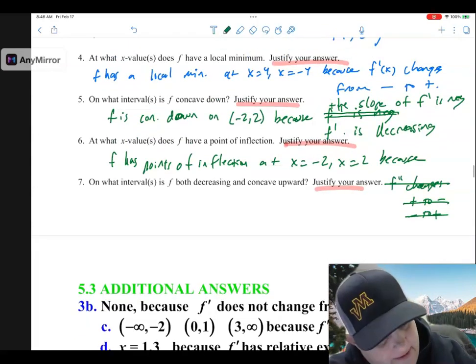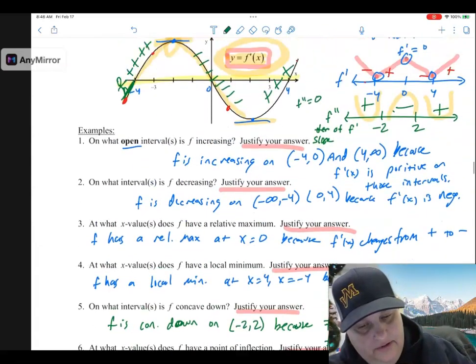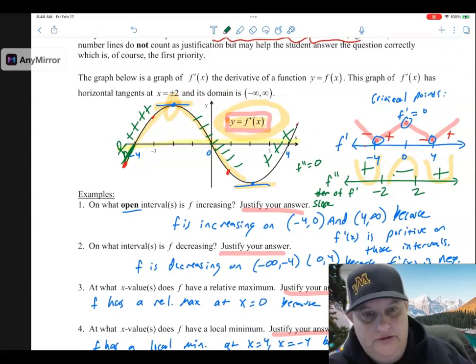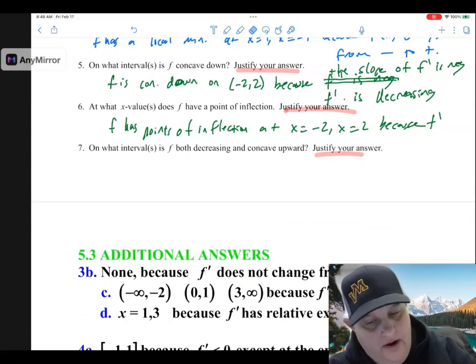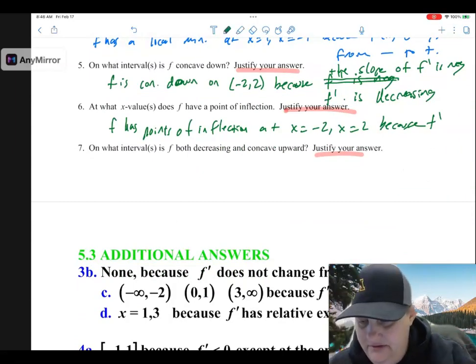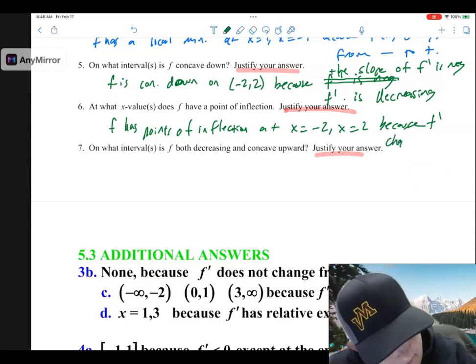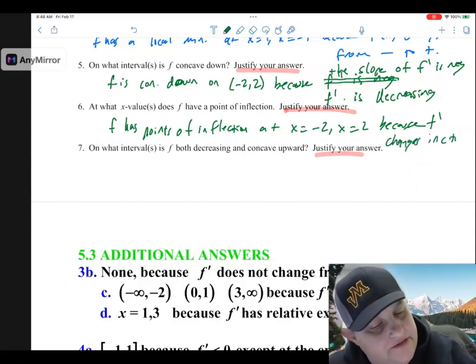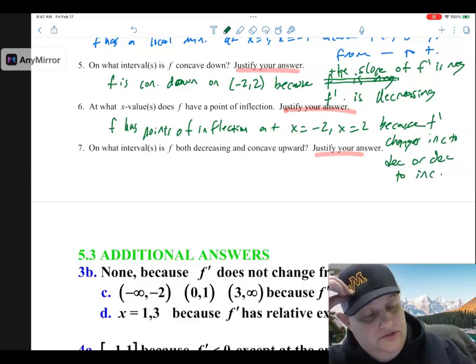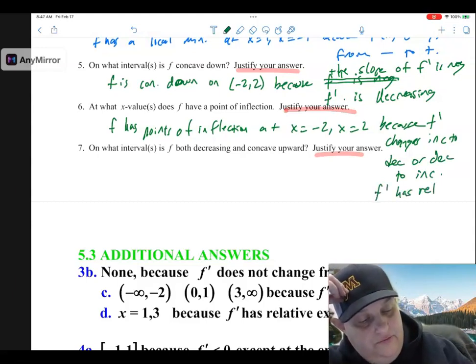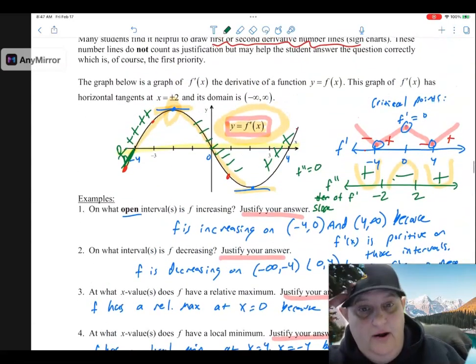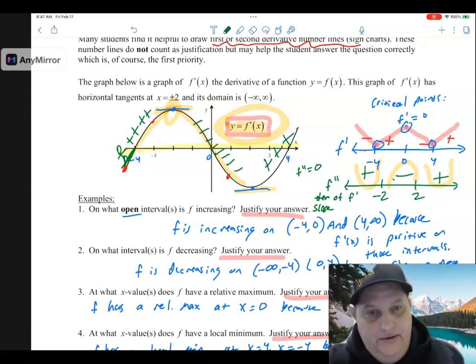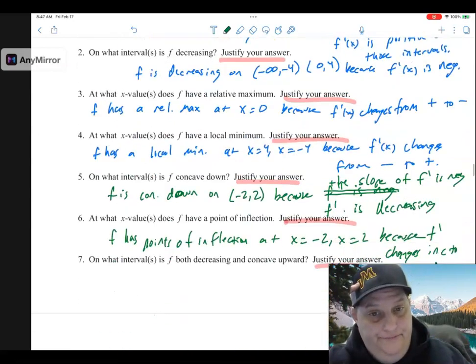So what's f prime doing? F prime at those points is changing from increasing to decreasing. Okay? So I get rid of this, and I say because f prime changes from increasing to decreasing or decreasing to increasing. You could also say because f prime has relative extrema, because whenever f prime has a relative max or min, f double prime has a slope of 0, okay, and it's going to be an inflection point.